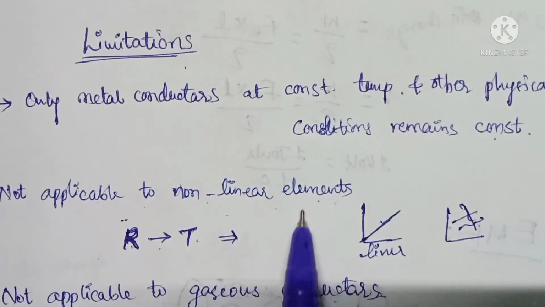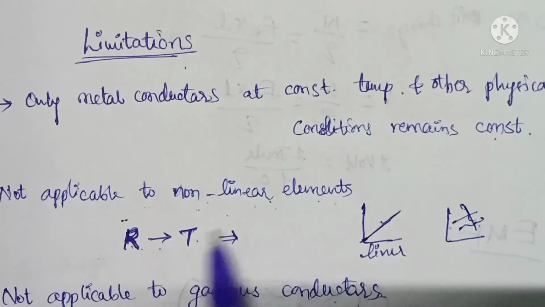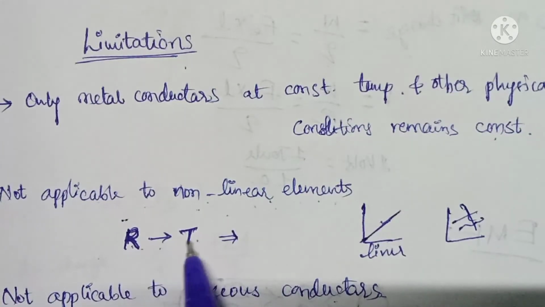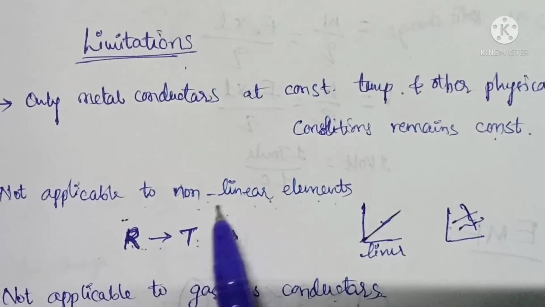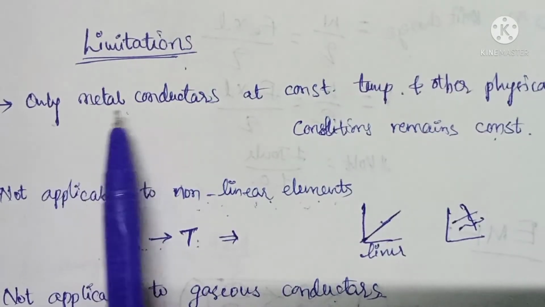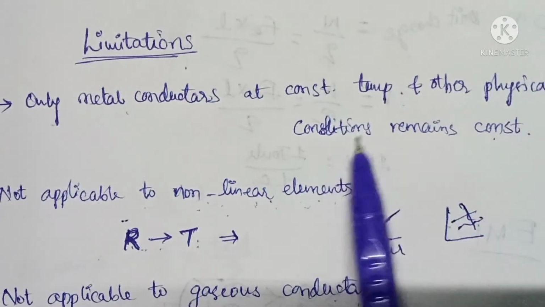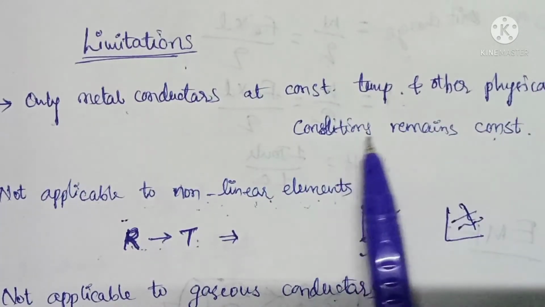The elements which have linear characteristics only obey Ohm's law. Non-linear elements are those materials whose resistance changes with temperature. If temperature changes, current and voltage continuously change. So for those non-linear elements, Ohm's law is not applicable. Ohm's law is applicable only for metal conductors at constant temperature, with other physical conditions also maintained constant.